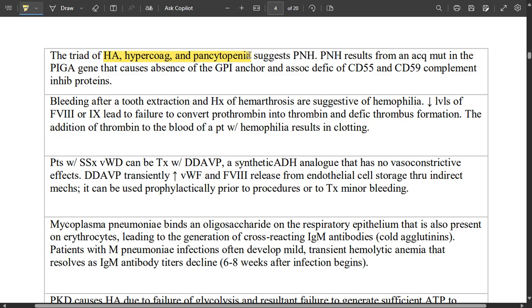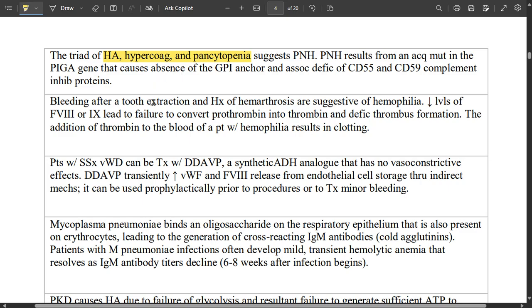The PIGA gene codes for the anchor protein called GPI anchor, which holds CD55 and CD59, which generally inhibit the complement proteins. But at night, when there is a relative hypoxic state, CD55 and CD59 cannot inhibit the complement proteins. Thus, there is undue activation of complement proteins. Those activated complement proteins destroy the RBCs, causing hemoglobinuria at night.